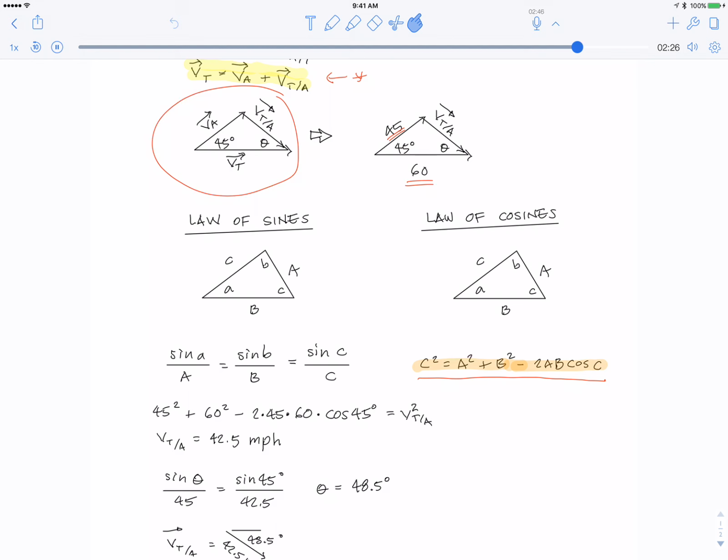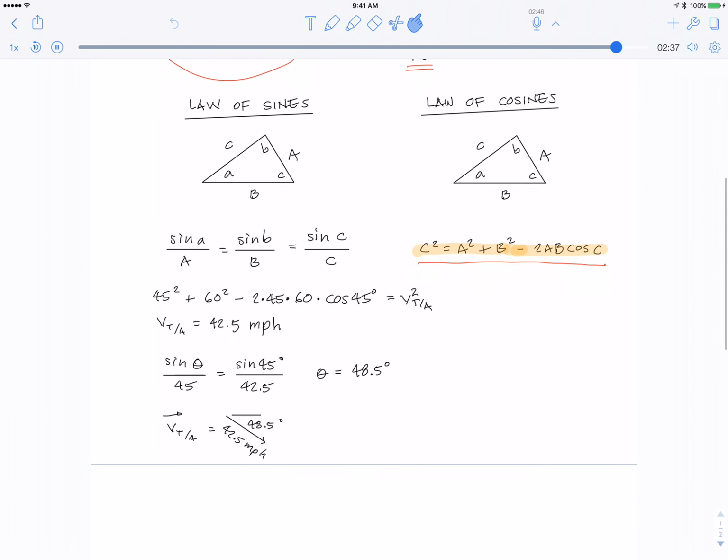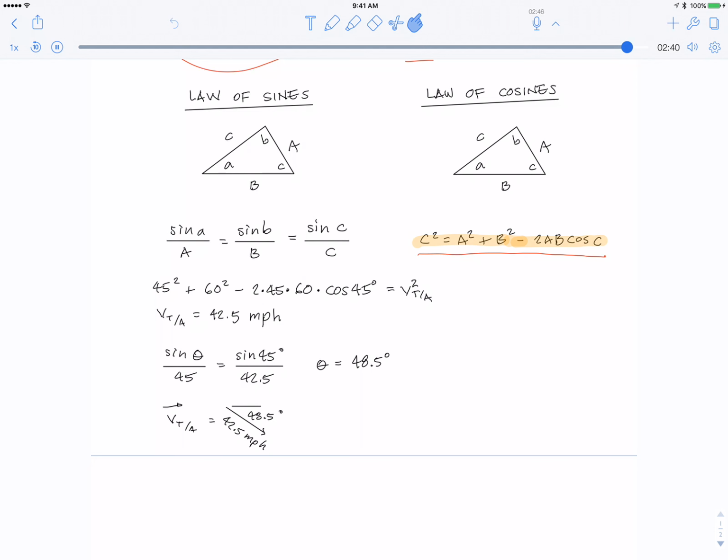And so it's pretty obvious we're going to have to use the law of cosines when you look at our vector diagram. And so there I've just plugged in the numbers, and it comes out to 42.5 miles per hour, the length. Now we need to get the angle to get the vector, and now we'll use the law of sines to get the angle, and that angle turns out to be 48.5 degrees.